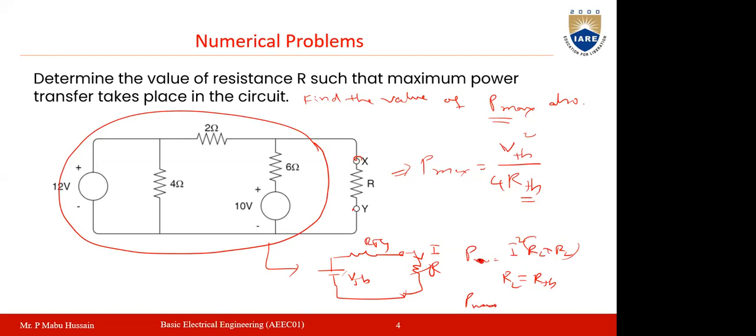Actually this is the load power. Load power PL is equal to I square into RL plus RTH. Now if you apply this condition, the power will become maximum power, which will be equal to I square into R Thevenin plus R Thevenin. Like this you can write, or you can directly use this formula also.